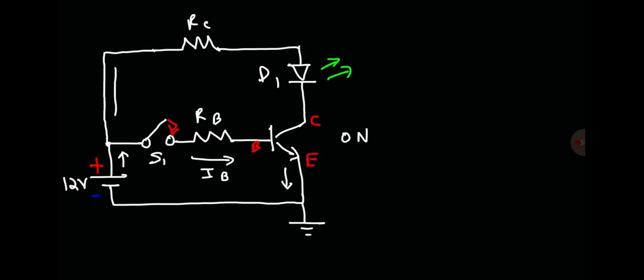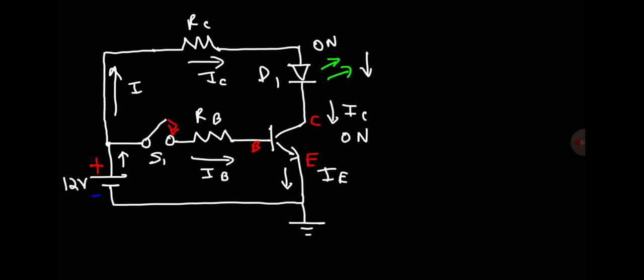Thus, current is going to flow from the battery through the collector, through RC. So this is going to be IC. It's going to flow through the light emitting diode. So now this diode is on. And then to the collector, so that's IC, and then to the emitter, which will be IE. So that's how the transistor can act as a switch. You could use a small current, such as IB, to control a larger current, IC.